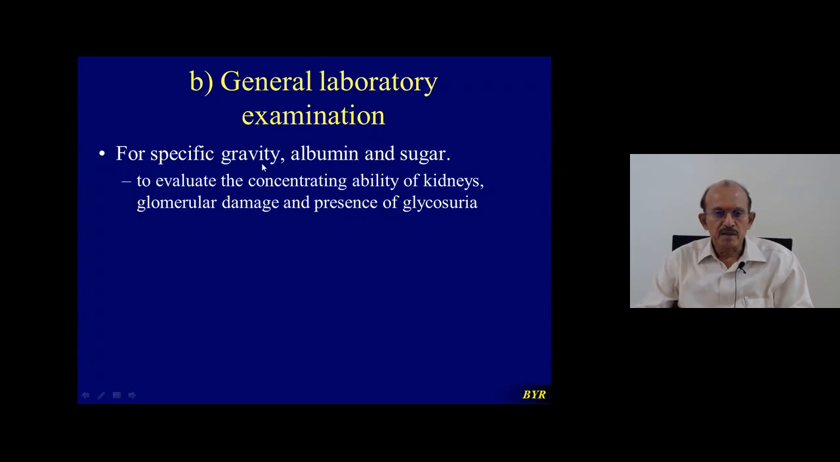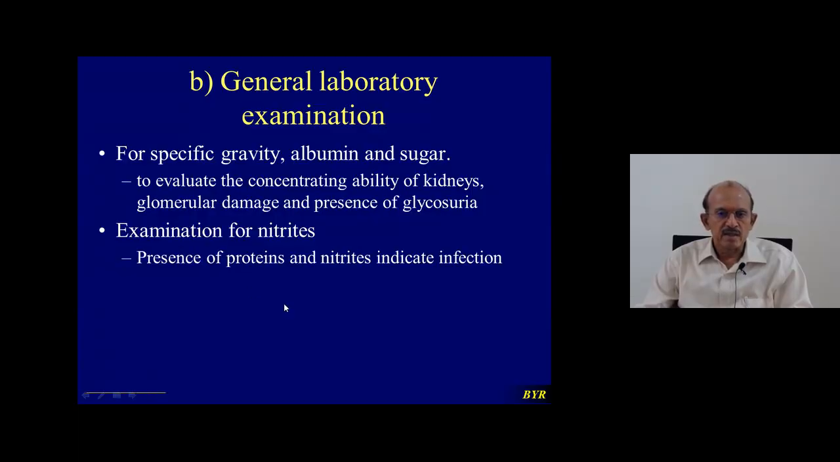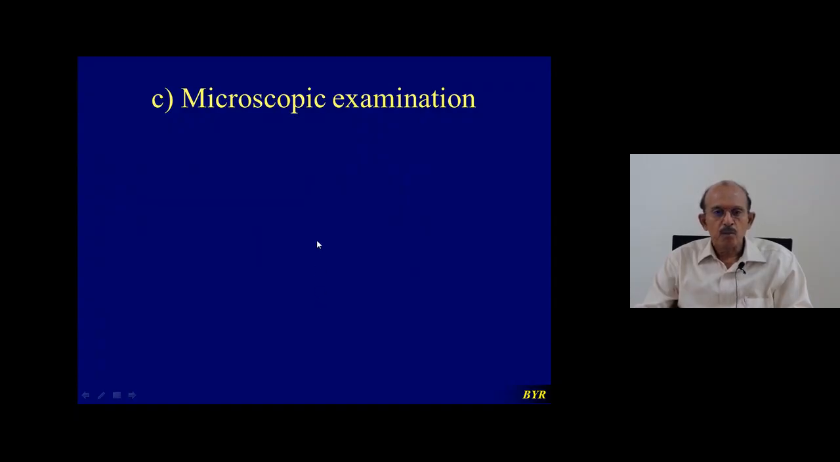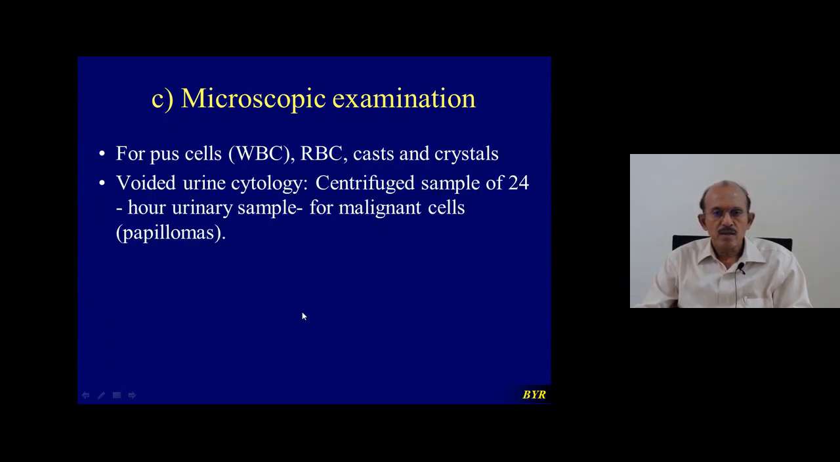So specific gravity is evaluated to evaluate the concentrating ability of the kidneys. Then albumin and sugar is examined. Then examination for nitrates. Presence of proteins and nitrates indicate infection. Microscope examination for pus cells, RBC, casts, and crystals. And then voided urine cytology. That means a 24-hour urine sample is centrifuged and then examined for malignant cells.